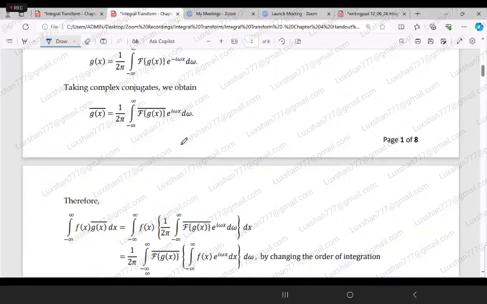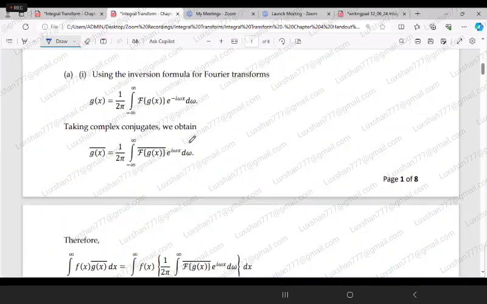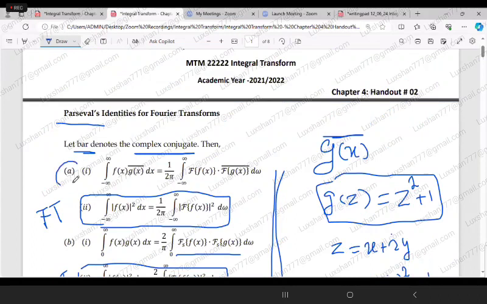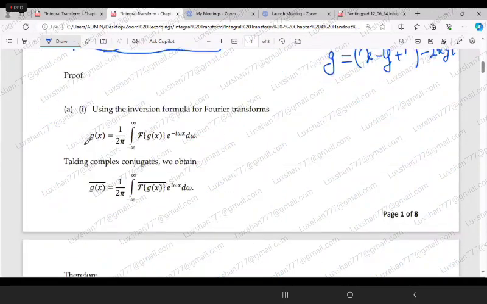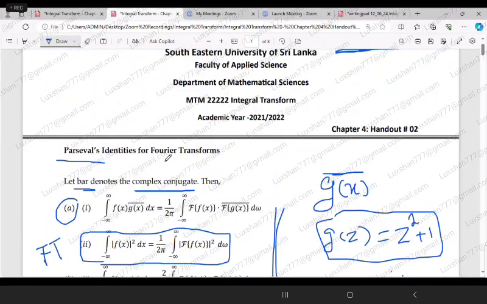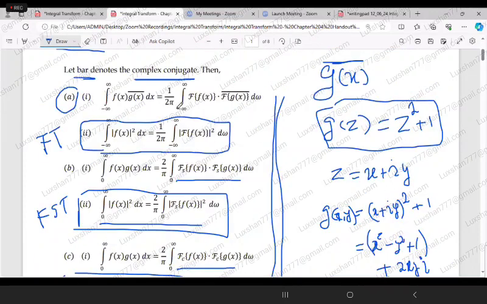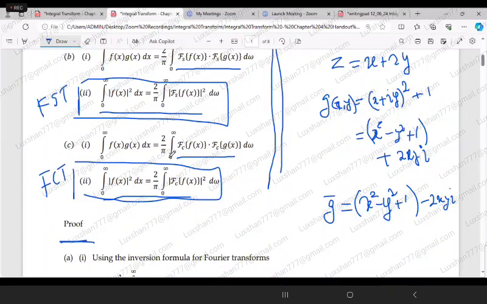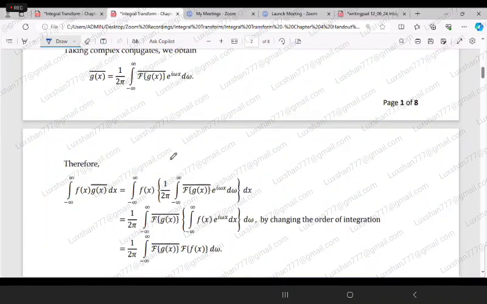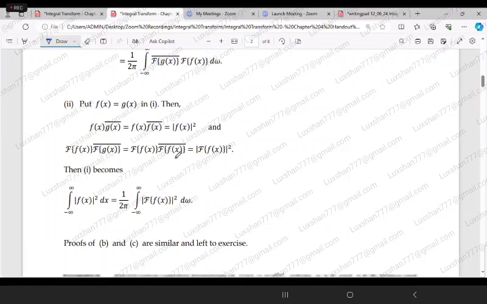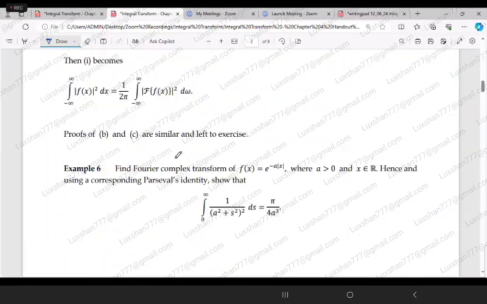The proof is given for the first one, the A part. The proof is very simple. You can go through it and try to understand, but I will not put a proof in the examination. If you know the Parseval identities, that is enough. You have to know them for the Fourier transform, sine transform, and cosine transform. But I will not ask the proof in the examination. The proof is there for the first part.